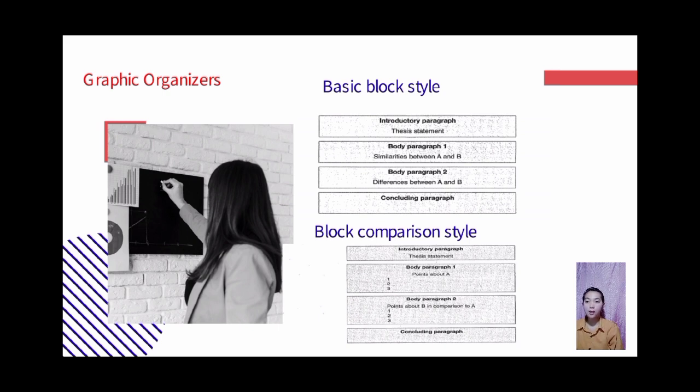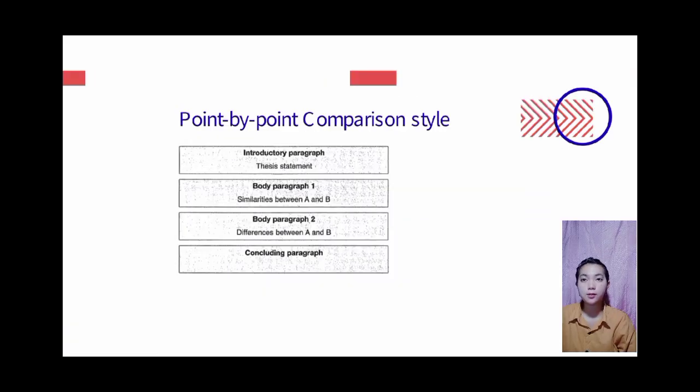And then the block comparison style. The second style also has two body paragraphs. However, this style describes a second item in the second body paragraph. The second body paragraph shows how the second item compares with the first one by using the same categories of comparison. This style looks like this. The third style of a comparison and contrast essay is point-by-point. This style has several body paragraphs, and there are as many body paragraphs as there are points of comparison.